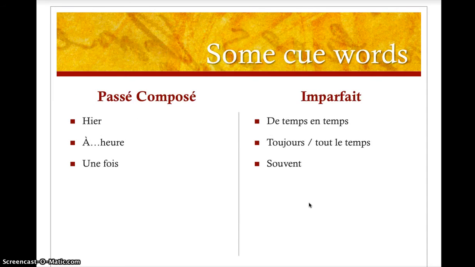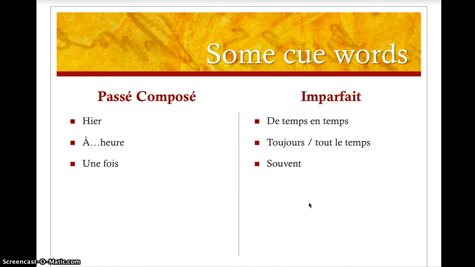All right, some cue words like the passé composé. If you see hier, typically it's going to be an action that started and stopped, and it's in the passé composé. À whatever time, heure, à 8 heures, à 3 heures, à 5 heures is also going to be in the passé composé. Une fois, only did it once, so it can't be ongoing. It can't be any of these kind of habitual actions and things like that we're used to with the imparfait.